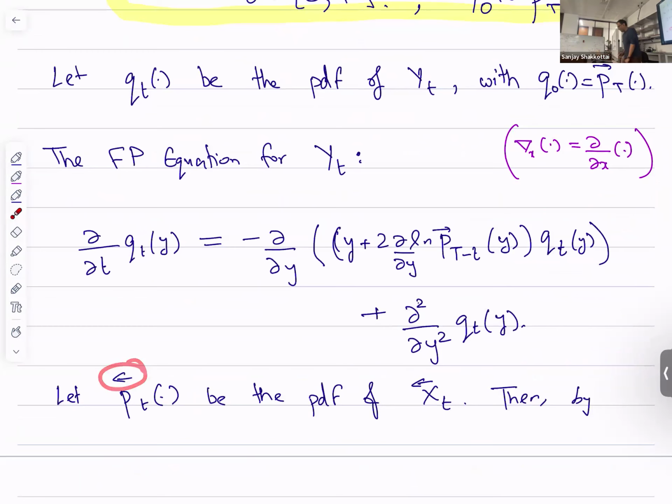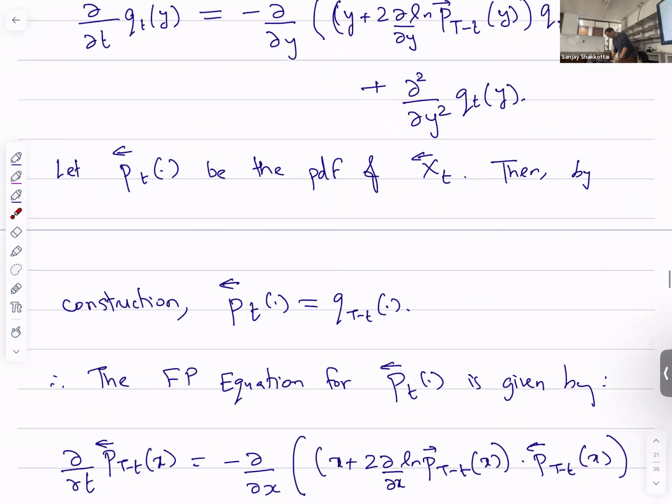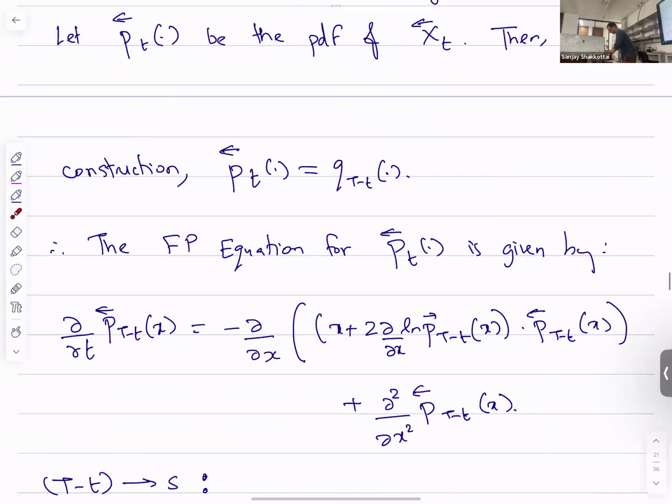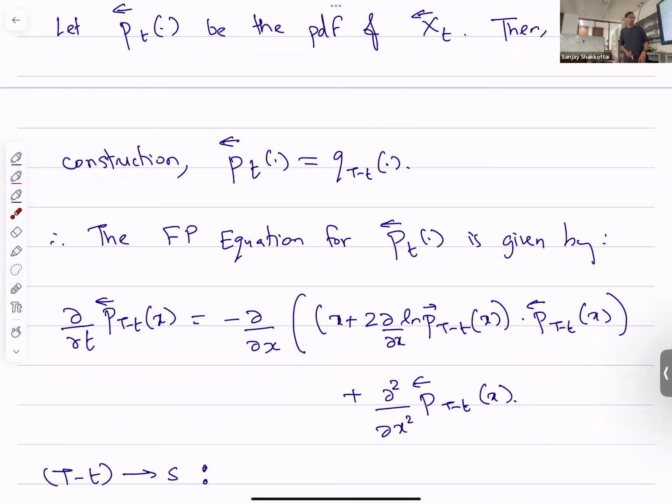Now let P backward be the PDF of the backward equation. What do you get then? Then P backward is Q of T minus t, because that's all I've defined because of the time reverse. So I'll stick that in. So the density of the P backward has a P forward times a P backward. So this is because of the drift field, this part, and this is because the Fokker-Planck has a density term. I've just formally stuck in whatever you've gotten so far.